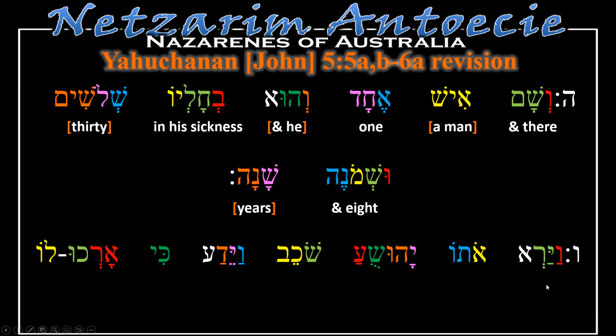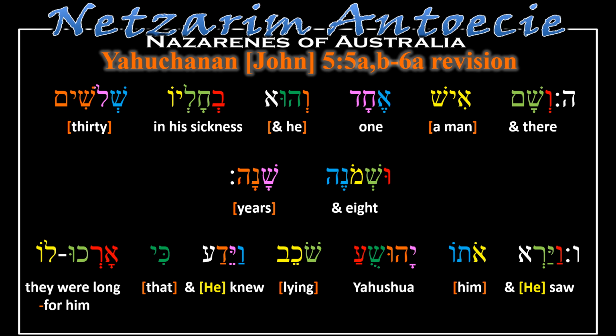Then we have a vav. We're in verse 6. Vayar, and he saw. Oto, him. Yahushua, shokev, lying. Vayeda, and he knew. Ki, that. Arku, they were long. Lo, for him. And he saw him, Yahushua, lying, and he knew that they were long for him.